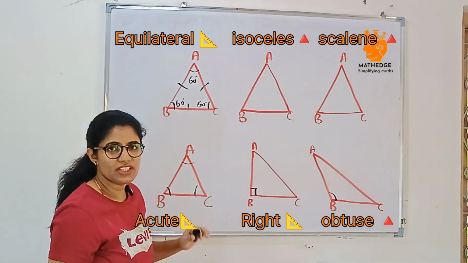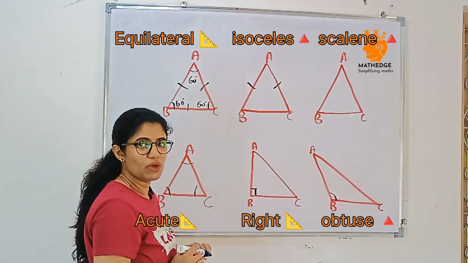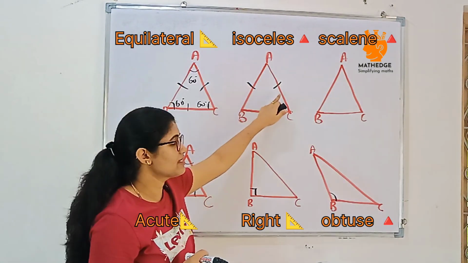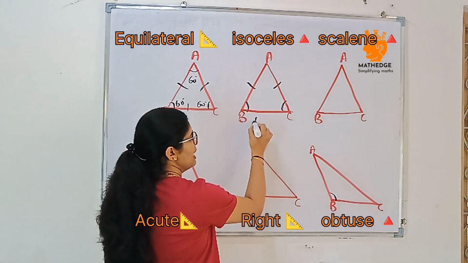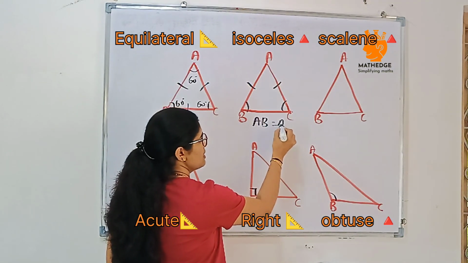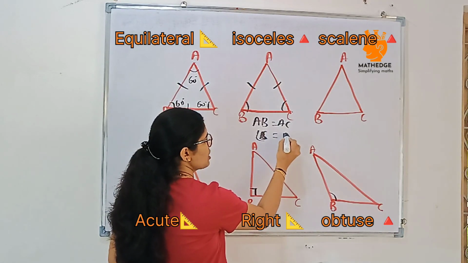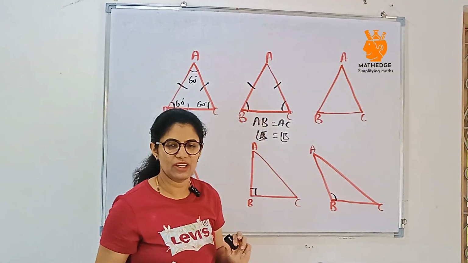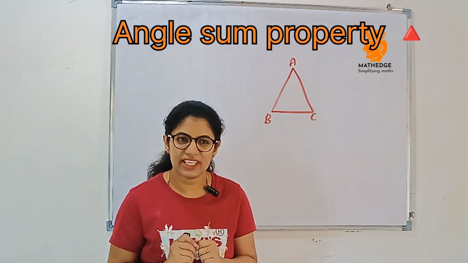Then if it comes to an isosceles triangle, I said 2 sides will be equal, and we have theorems and properties also. If 2 sides are equal, then directly we can write that the angles will also be equal. Like this, AB is equal to AC, then directly we can write angle C is equal to angle B. The sides opposite to the equal angles will also be equal. Easy, right?